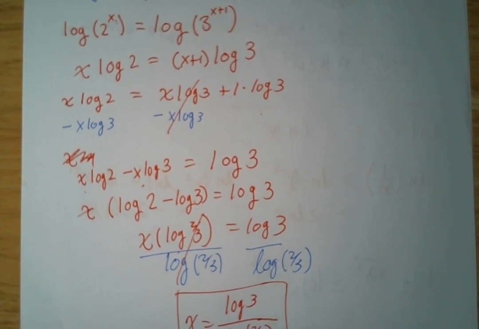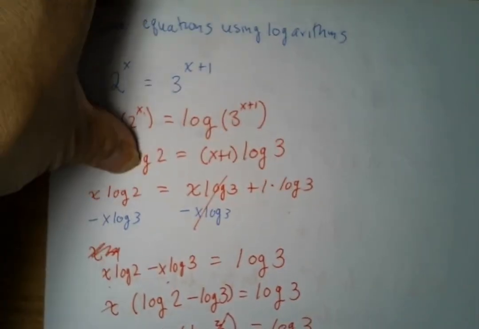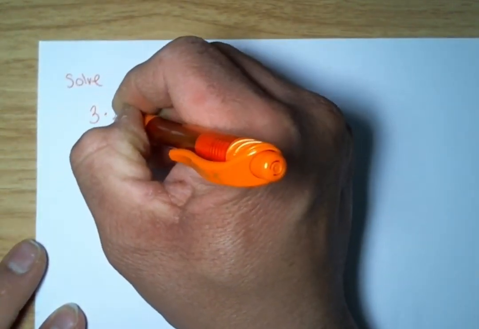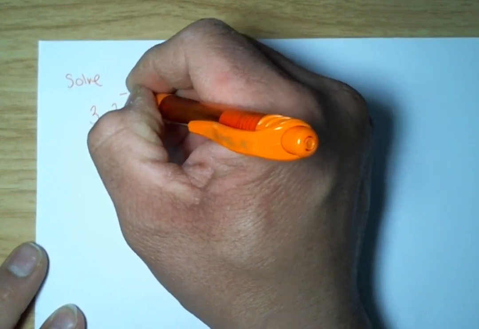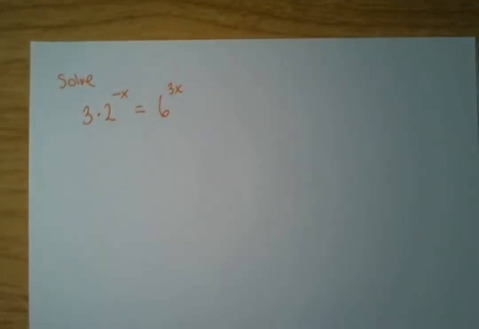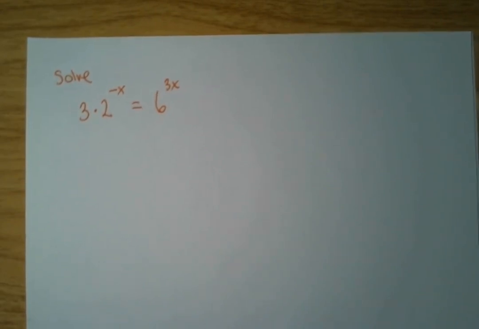All right, let's try one more example, where again we have to do some manipulation beforehand to get it to where we can take the log of both sides, right? So let's say that we're asked to solve this: 3 times 2 to the negative x is equal to 6 to the 3x. All right. Now, at first glance, we're like, well, this doesn't look anything at all like what I have seen before.